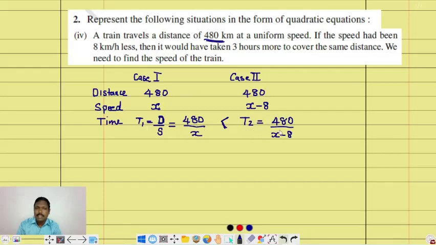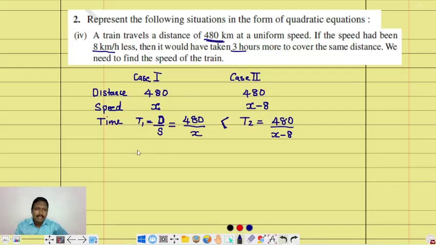If the speed is reduced, time will increase. So here the time t2 will be greater than t1. Now see here, if the speed is reduced by 8, it would have taken 3 hours more. That means 3 hours extra. This t2 is taking 3 hours extra.